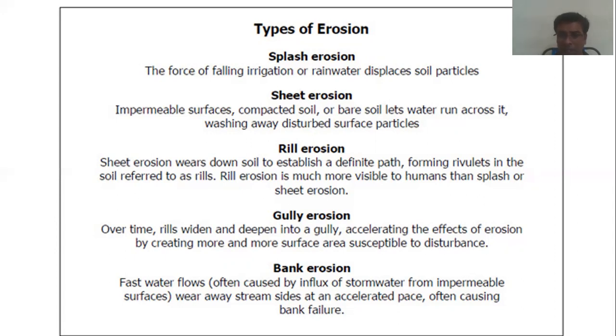The last one is slip erosion or splash erosion. This erosion we generally observe near the slopes of the hills. That type of erosion is known as splash erosion. These are the major classifications.